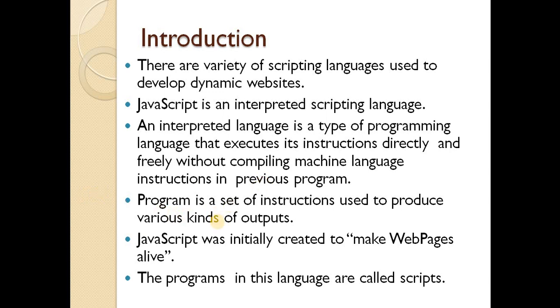So a program is set of instructions used to produce various kind of outputs. This statement can be asked for your fill in the blanks, as dash is a set of instructions used to produce various kind of outputs. The answer is program. So programs are small codes which are written to get some purpose, some action done.